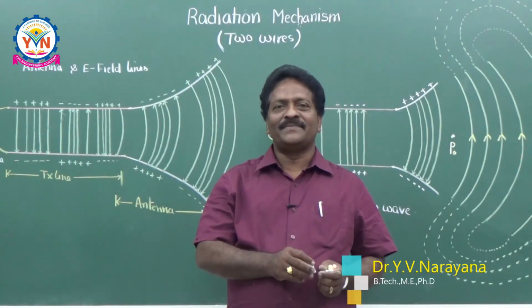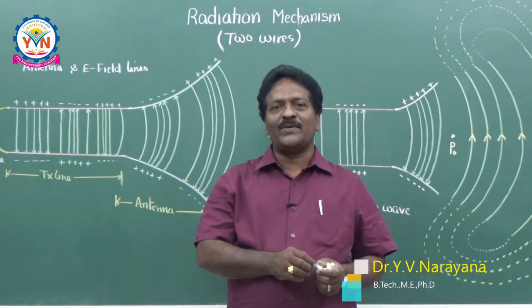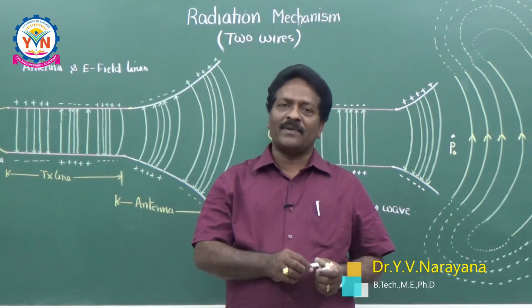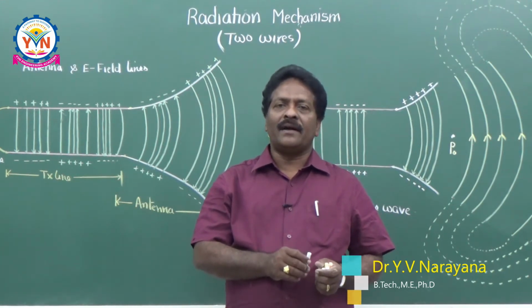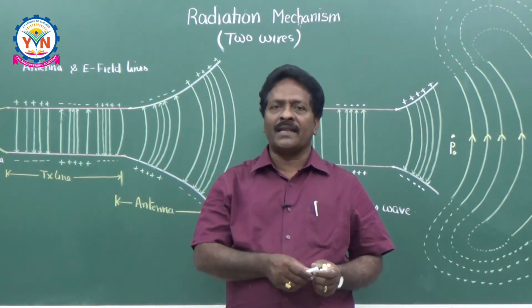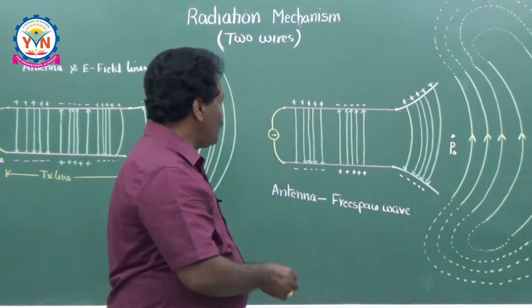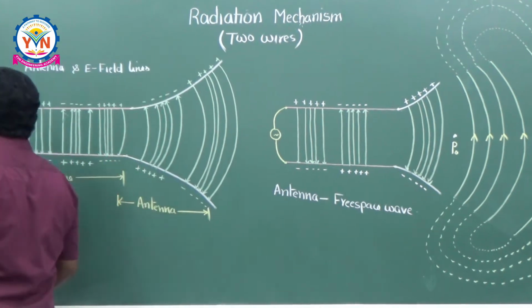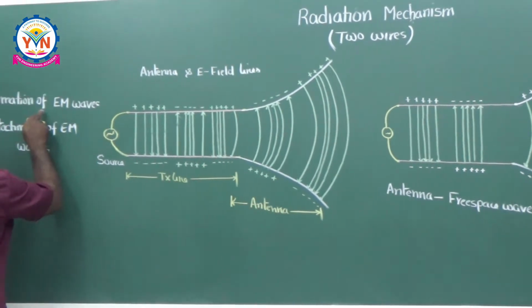Dear student, in this class we are going to see the radiation mechanism of a two-wire antenna. Already for a single wire antenna we have seen this mechanism in the last class. Now particularly in this class we are going to concentrate on these two concepts.